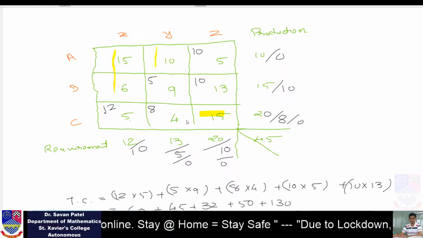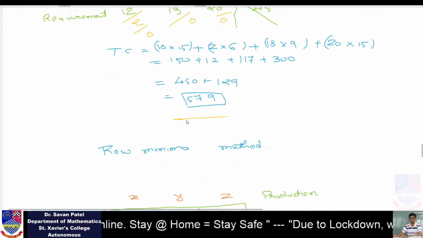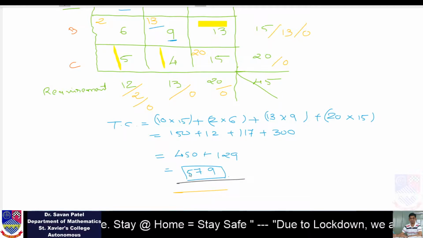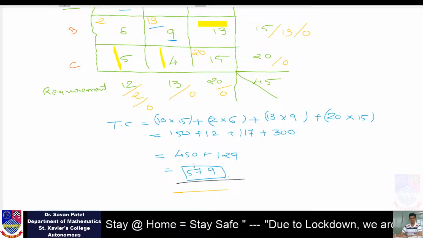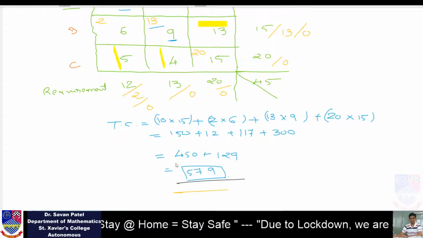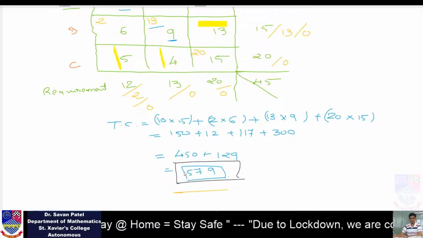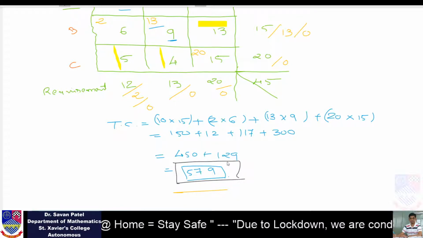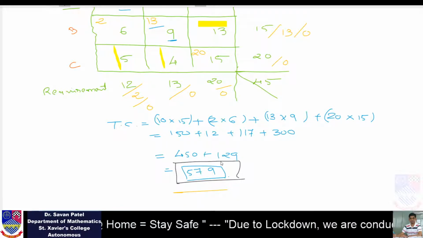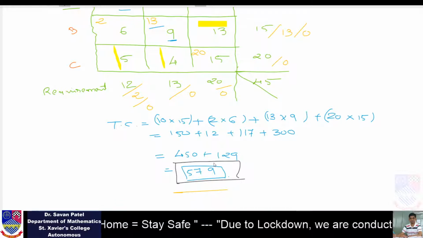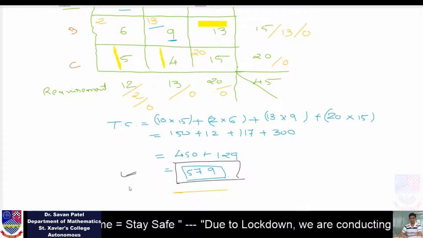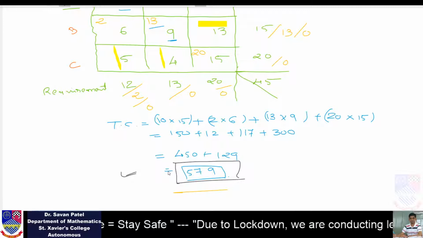So here, compared to the northwest corner method, we are getting more profit. It means we are reducing the transportation cost by a large number, at least 200 rupees, if it is in rupees. It may be in lakhs also. So compared to the northwest corner method, the row minimum method and column minimum method are better.